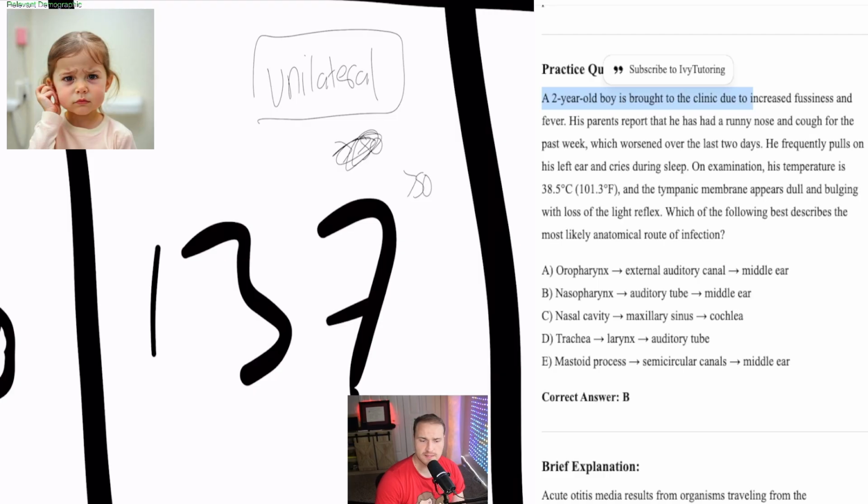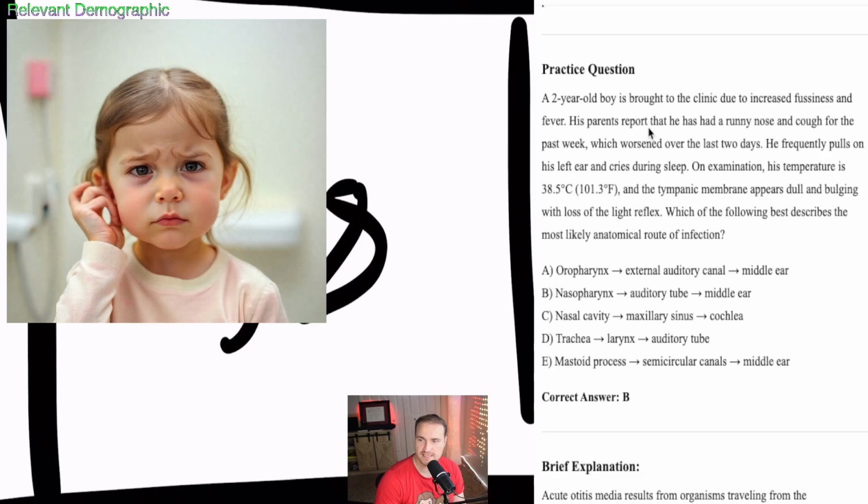All right, here we have a 2-year-old boy. It could be a girl as well, so I've given the demographic picture of a girl. Looks like she's tugging on her ear. She's got some fussiness, runny nose and cough, pulls her ear and she cries. Which of the following describes the anatomical route? The answer is pharynx to the auditory tube to the middle ear.